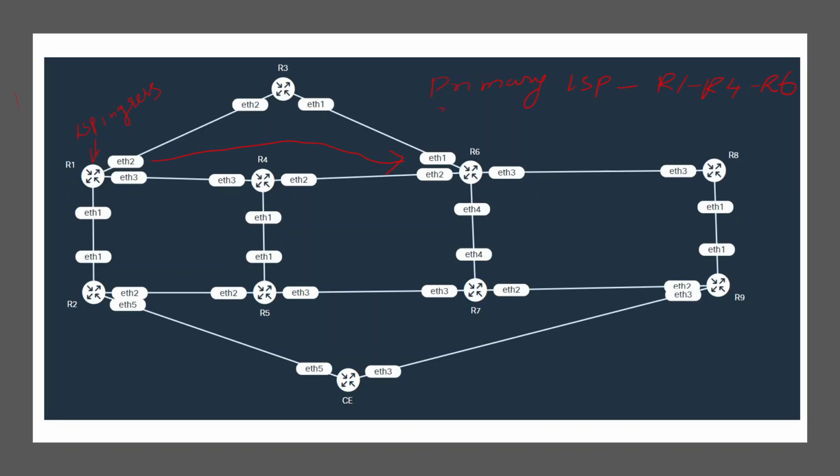goes via R1, R4, and R6, and the secondary LSP considers the longer path. So it might go via R1 to R2 to R5, and then choose either R4 or R7. The metric that I calculated is 10 here, 10, and I tweaked this one to 20 so that it always prefers this path over that path as a CSPF. I didn't give any strict path.